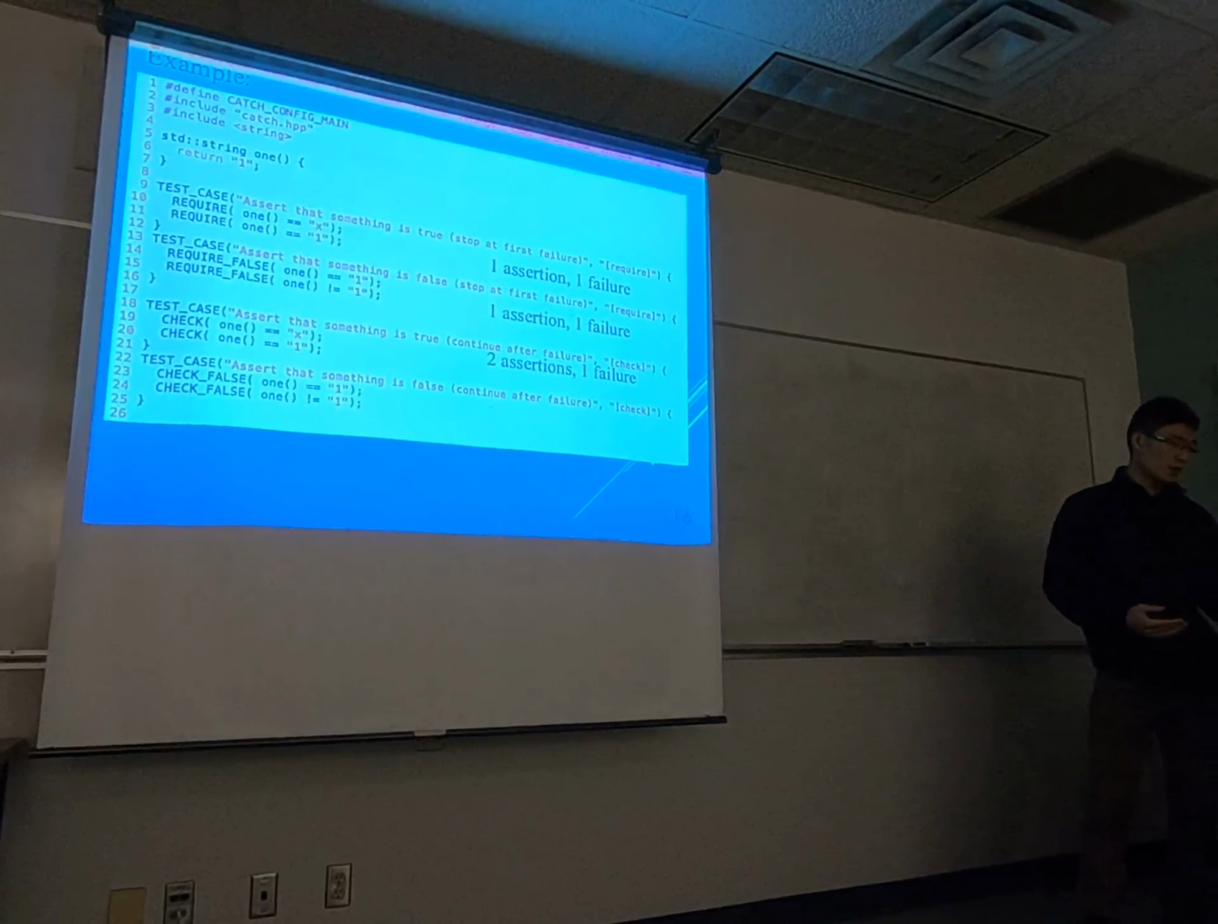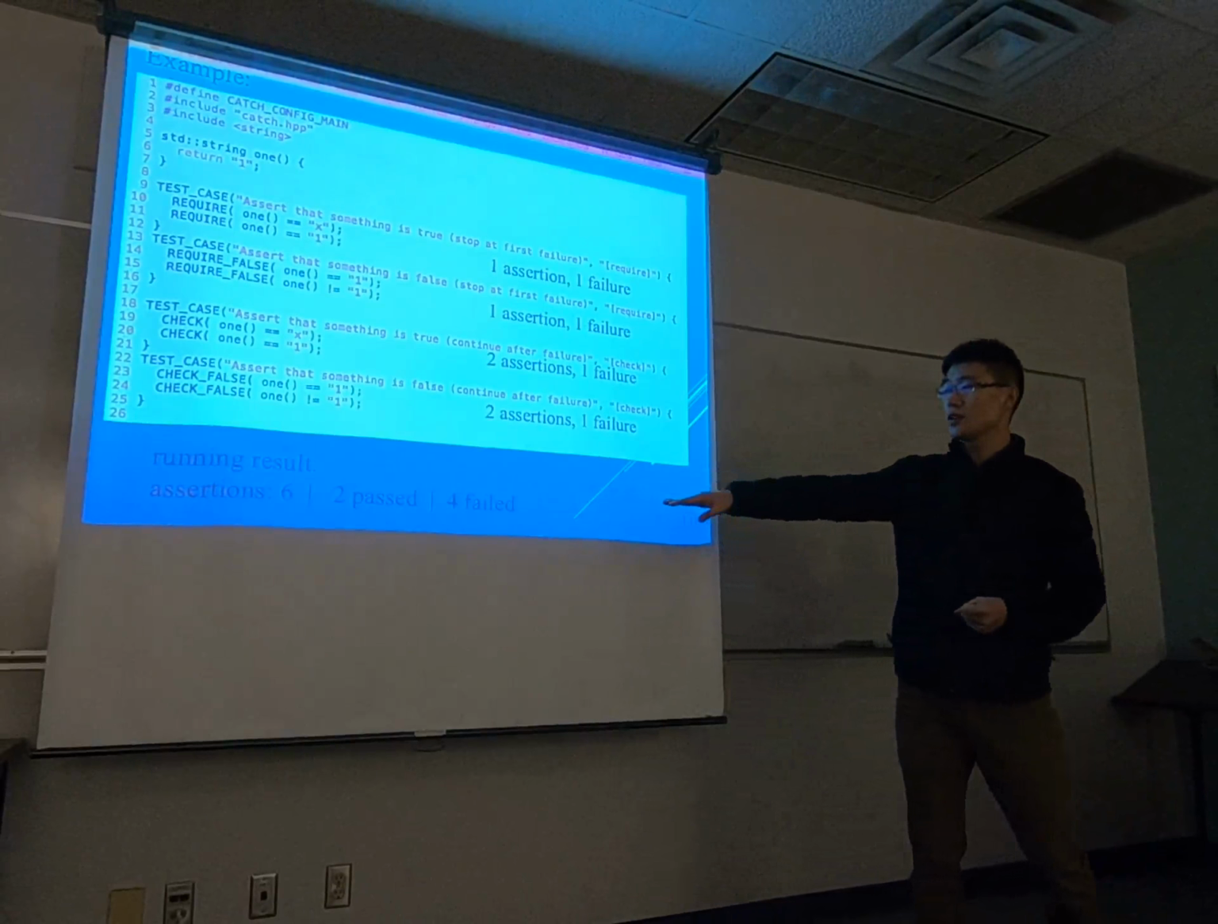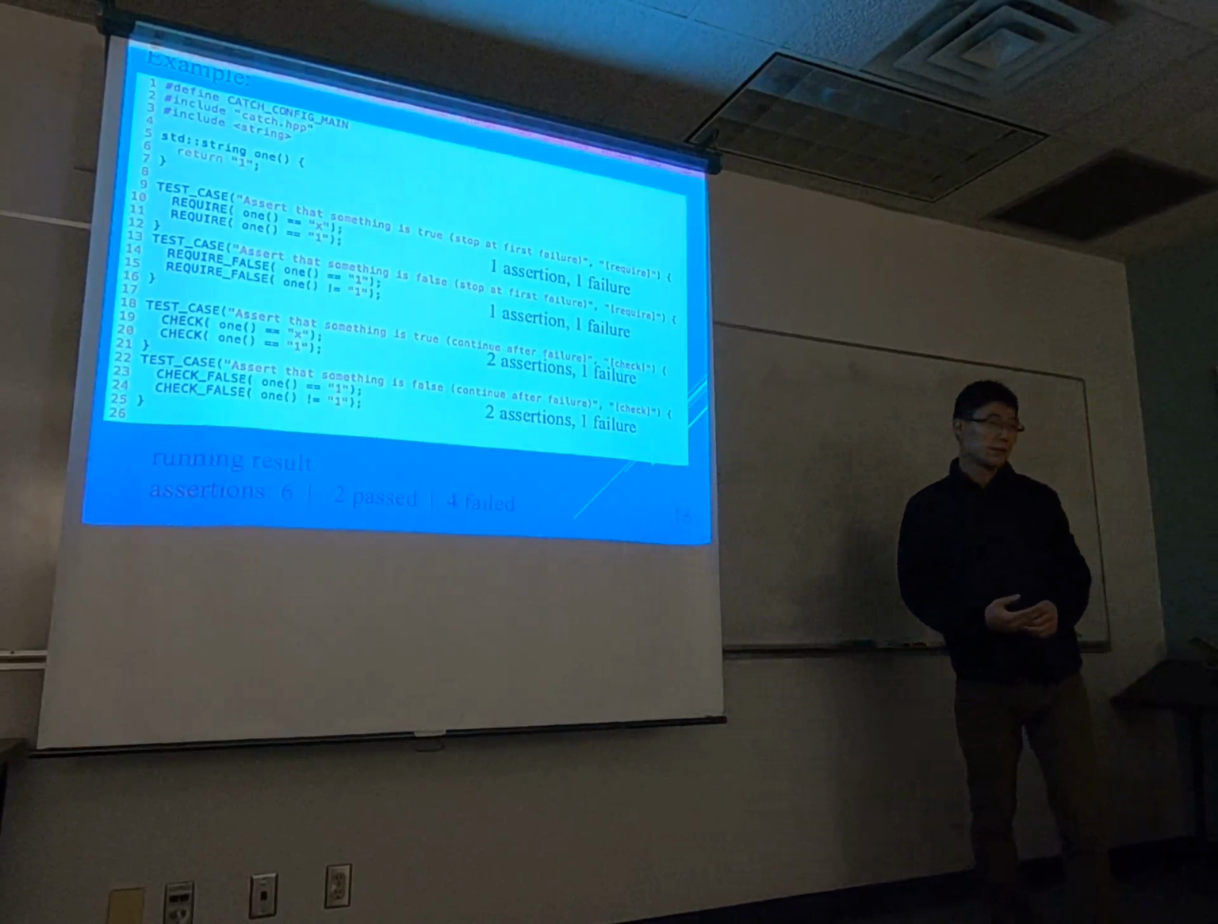And same for the last one. So the total result is going to show that we have 6 assertions, 2 pass, 4 fail.